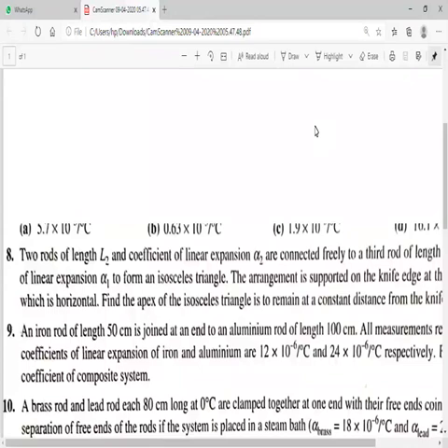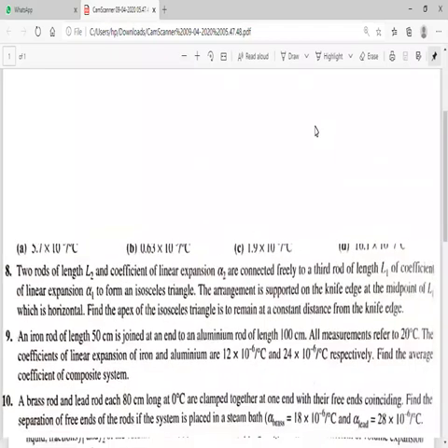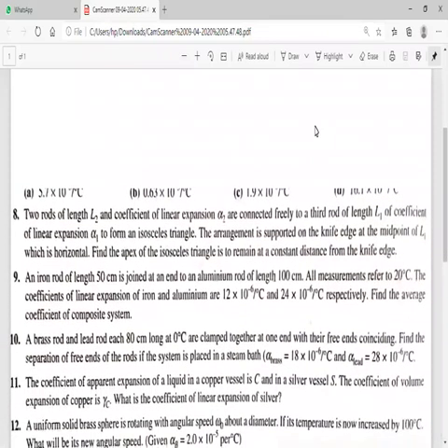With the 3 rods, they formed an isosceles triangle, which means 2 sides are the same and the third side is different. The arrangement is supported on a knife edge at the midpoint of L1, with the whole arrangement horizontal. Find the condition for the apex of the isosceles triangle to remain at a constant distance from the knife edge.